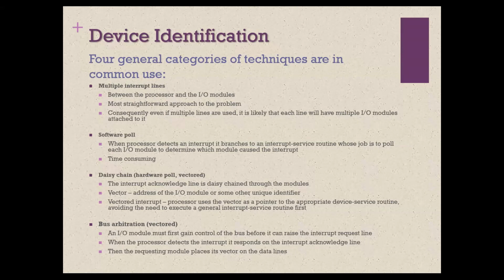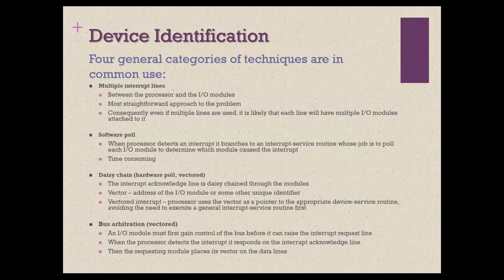So a more efficient technique is to use the daisy chain, which provides, in effect, a hardware poll. We saw the daisy chain. We called it nested interrupts in our previous life, but it's the same daisy chain. An example of a daisy chain configuration was shown to us previously. For interrupts, all I/O modules share a common interrupt request line. The interrupt acknowledge line is daisy chained through the modules.